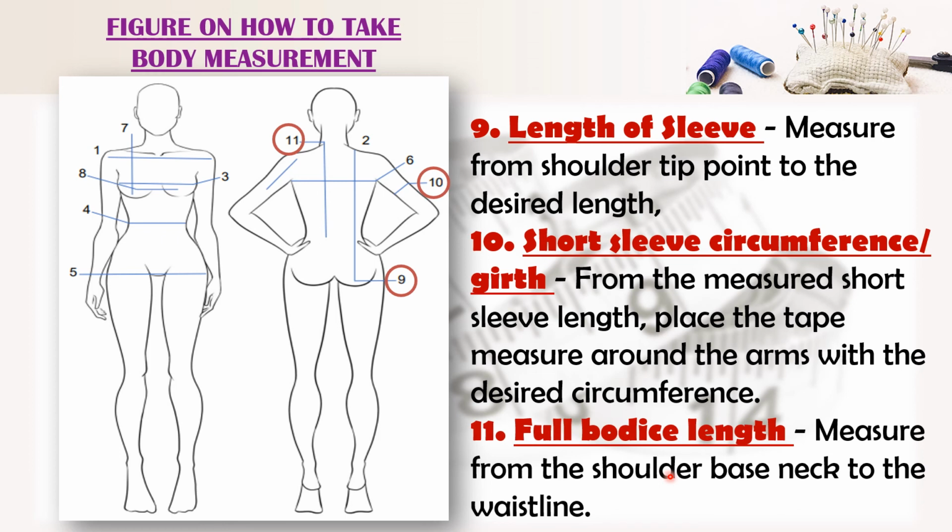Then, next, number 11 is the full body length. Measure from the shoulder base neck to the waistline. So number 11 is the full body length, from shoulder base neck up to here at your waistline. So that is the full body's length.